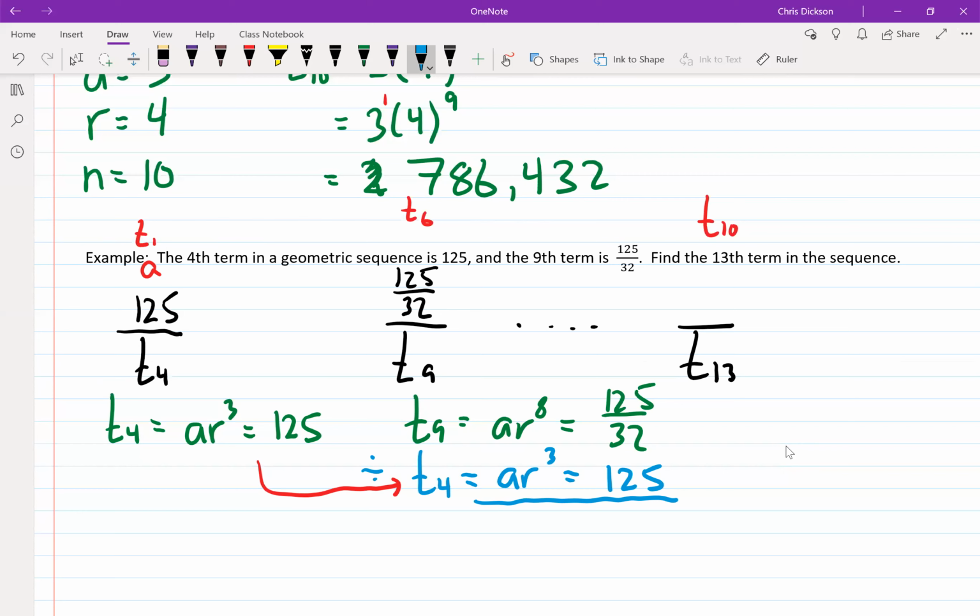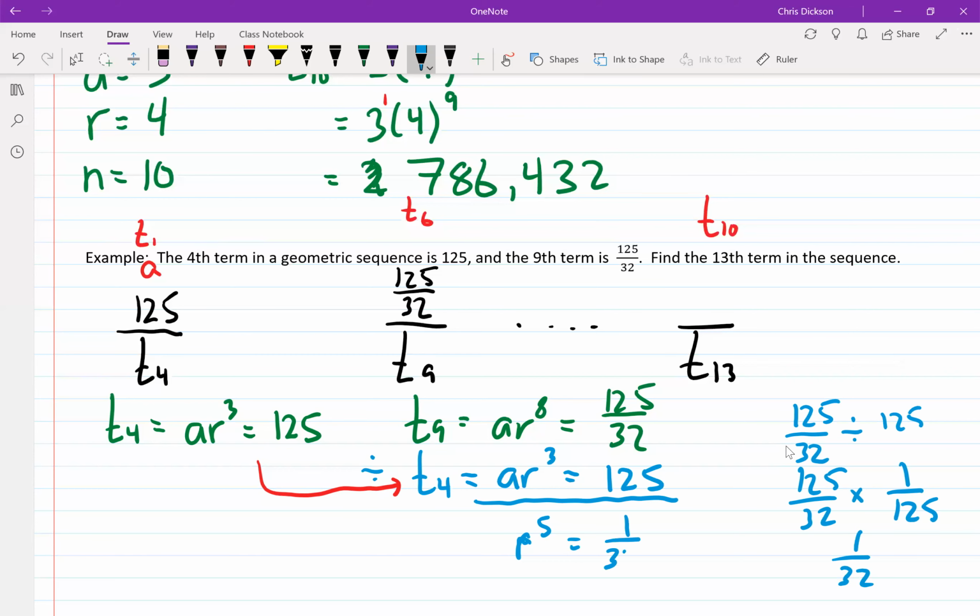R to the 8 divided by r to the 3 would be r to the 5. And then 125 over 32 divided by 125. Working with fractions, I should flip it and turn it into multiplication. So I'm basically getting 125 by 125, 1 over 32. So I get 1 over 32.